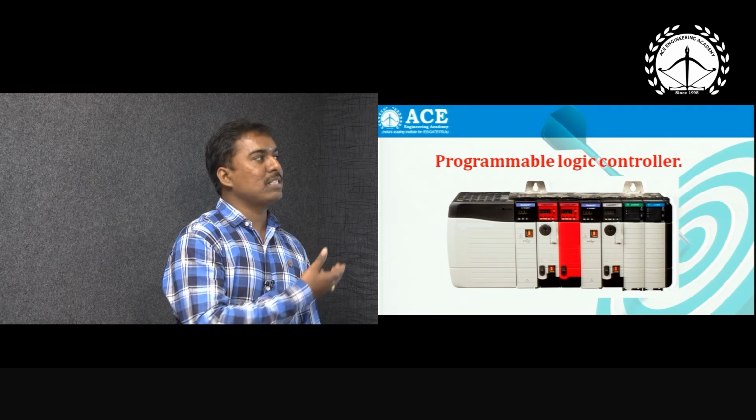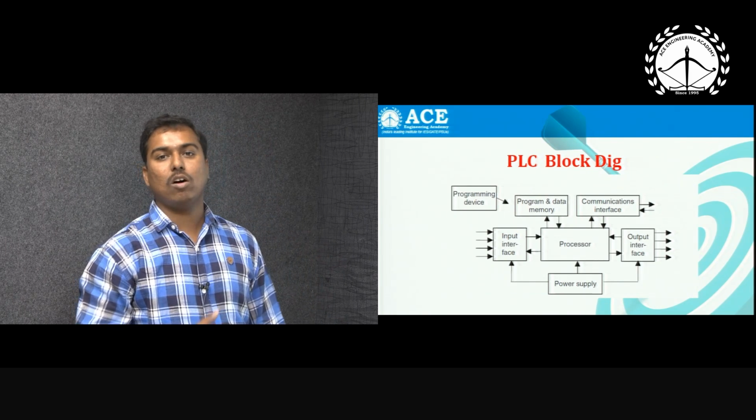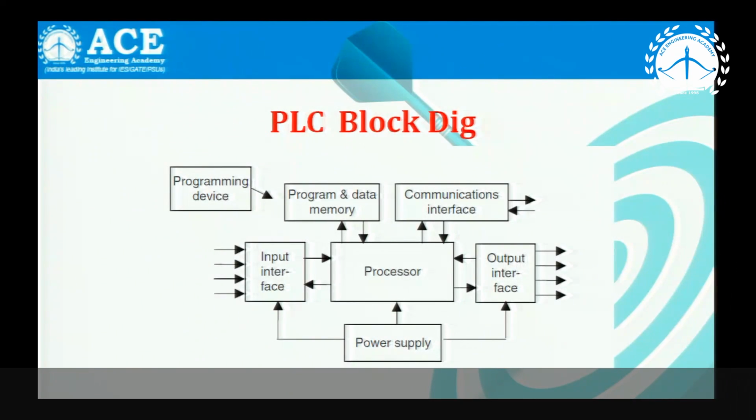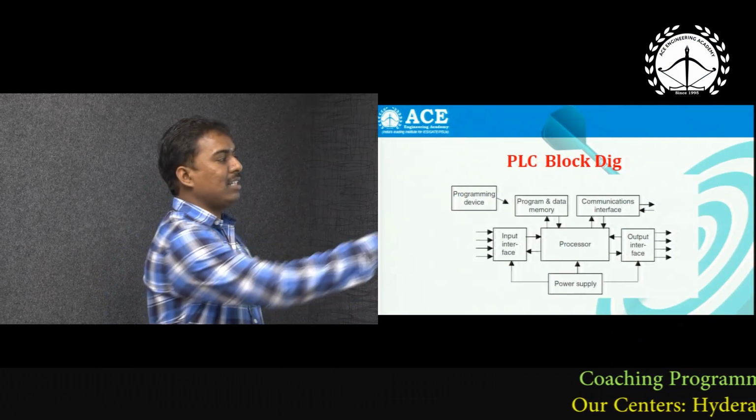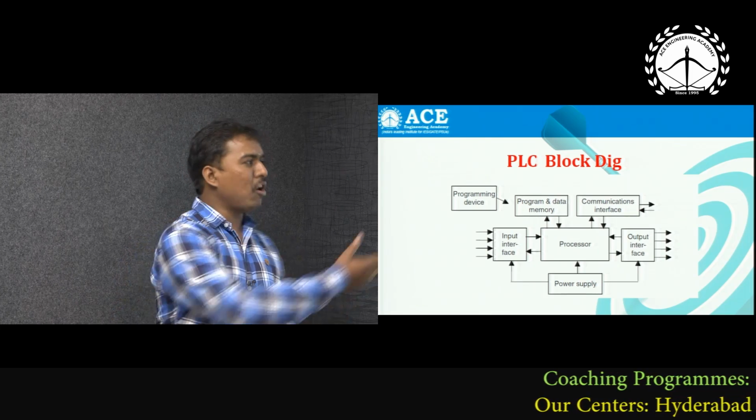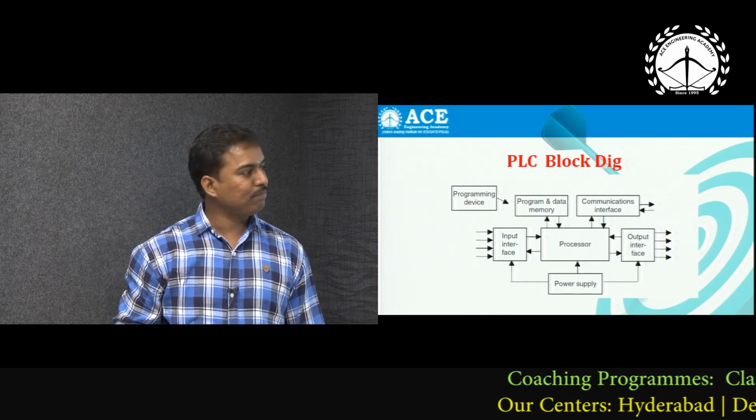So what we are going to discuss is the architecture of the PLC, or the block diagram of the PLC. If you see the PLC block diagram, it contains an interface, input and output, and the center part is a processor. So in short, the input and output are the mechanical, and the center part is electronics. It is a combination of mechanical and electronics.